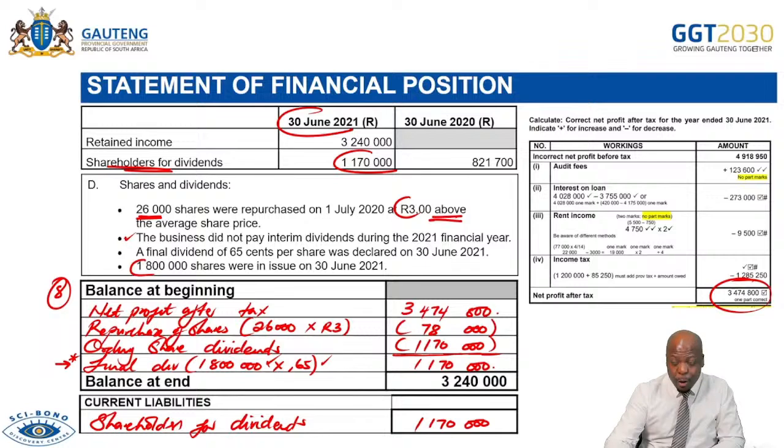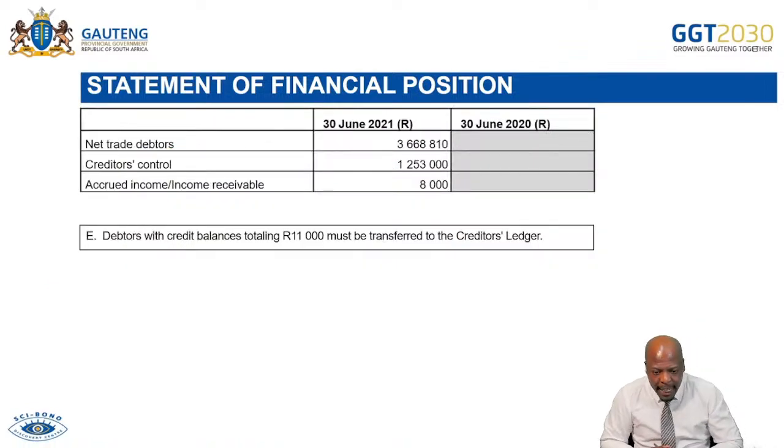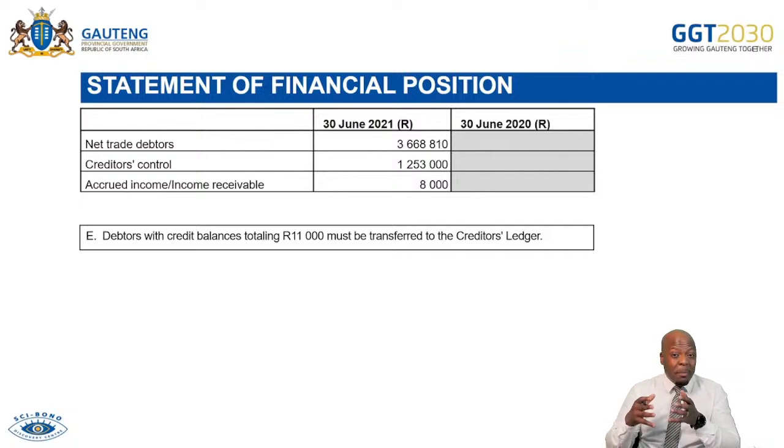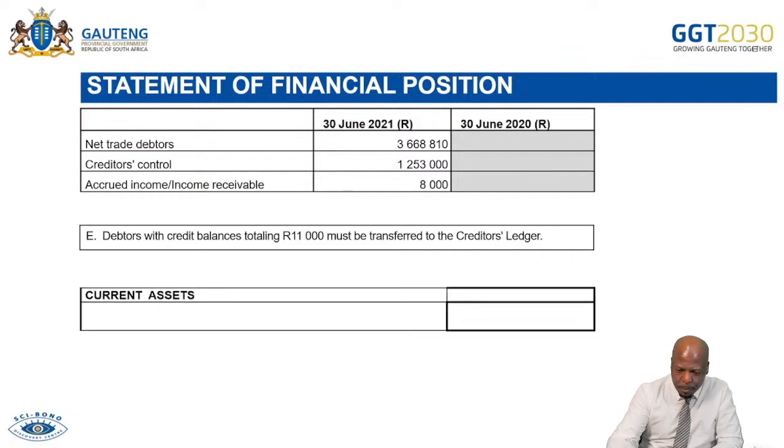Are you ready? Let's go. It says, debtors with credit balances totaling 11,000 must be transferred to the creditors ledger. This is one of the common adjustments. You will find this in most of the statement of financial position adjustments. A very, very common adjustment. Okay, but let's see what we were to do.